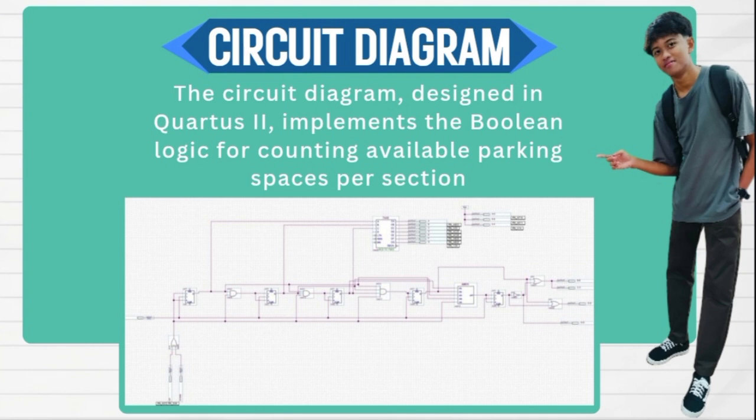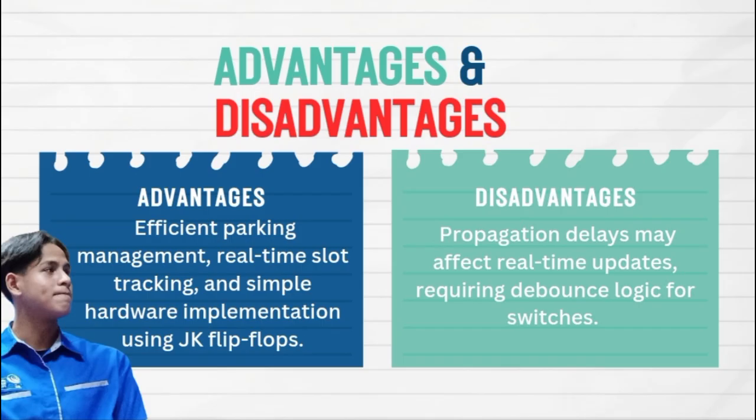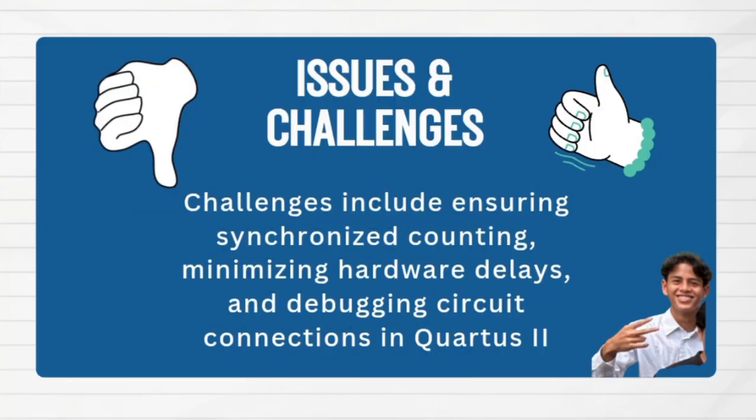Circuit diagram. The circuit diagram designed in Quartus 2 implements the Boolean logic for counting available parking space per section. Advantage and disadvantage. Advantage: efficient parking management, real-time slot tracking, and simple hardware implementation using JK flip-flops. For the disadvantage, propagation delays may affect real-time updates, requiring debounce logic for the switch.